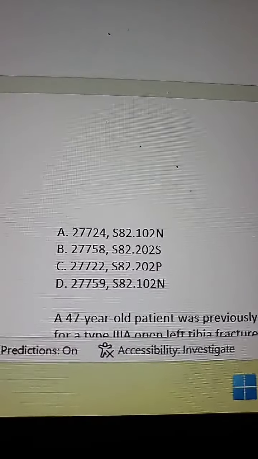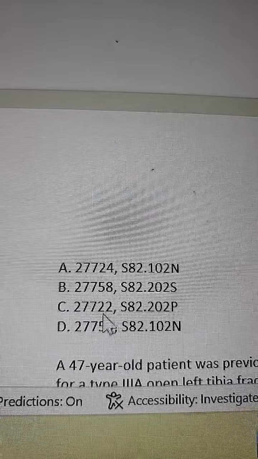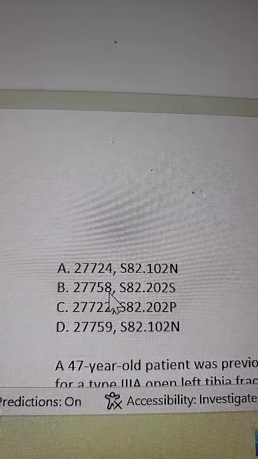All right, musculoskeletal. What have we got going on here? We've got some 772s and some 775s.